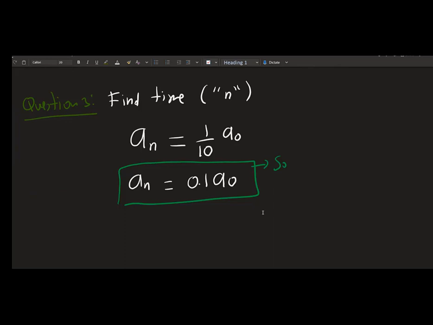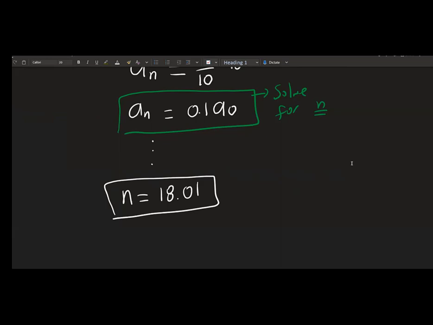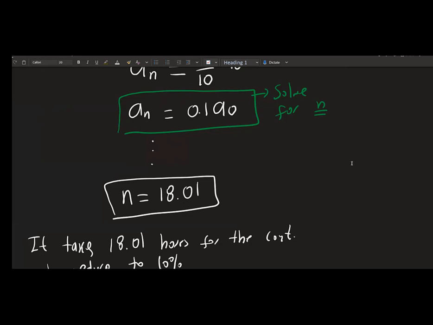So that is ours. Let's answer the question. It takes 18.01 hours for the contaminant to reduce to 10% of the original initial amount.